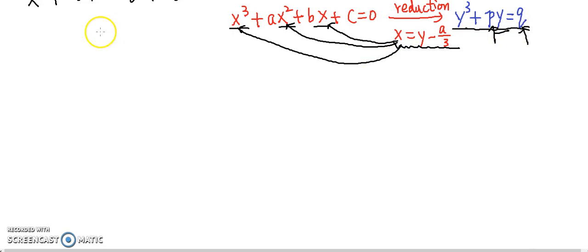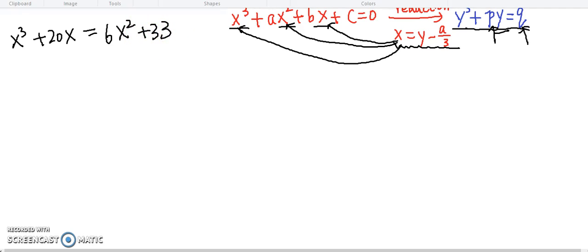So we're going to use an example to look at this case. We're going to write down the example: x cubed plus 20x equals 6x squared plus 33. Now we're going to use the reduction method, so we do a substitution.